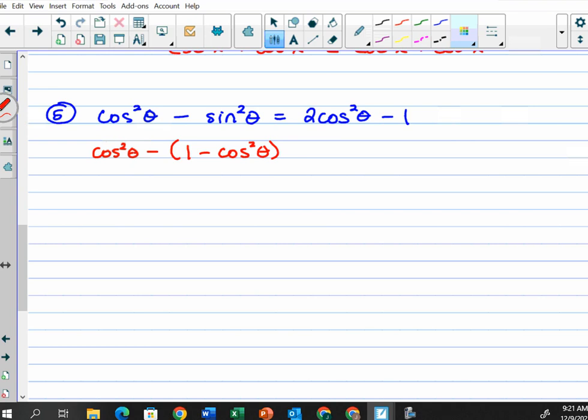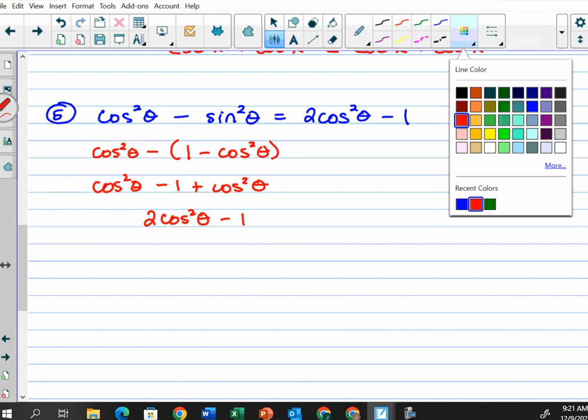All right, guys, on this one, I'll start with the left side. You can replace sine squared with 1 minus cosine squared. Then it's just a matter of distributing your negative, and you get minus 1 plus cosine squared. Cosine squared plus cosine squared is 2 cosine squared minus 1.